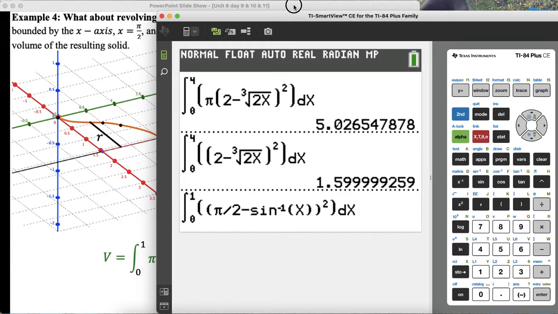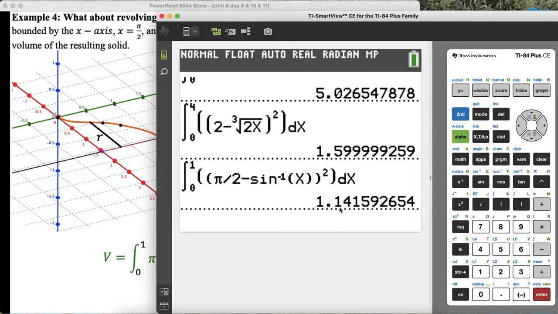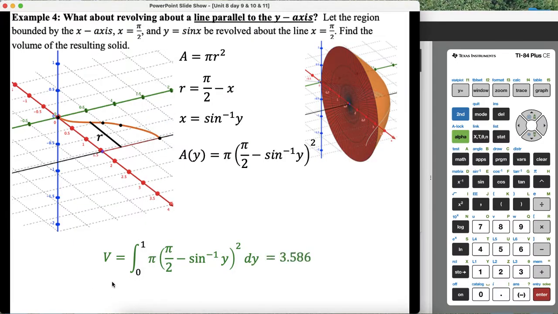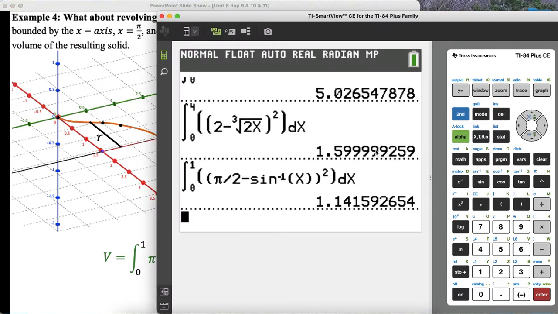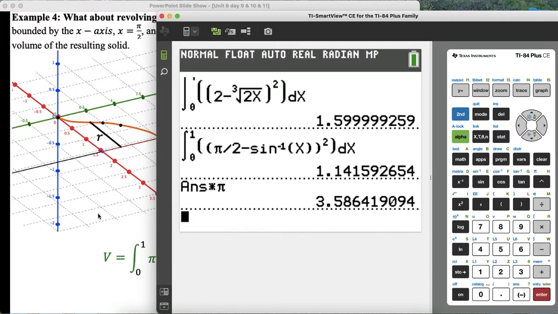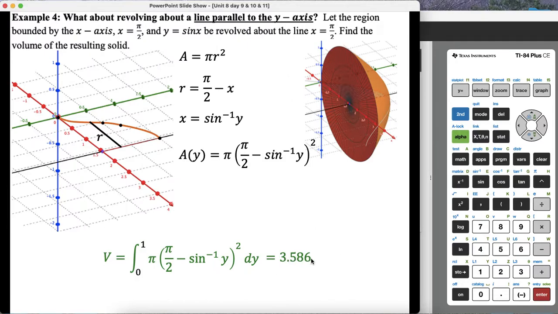Okay, and honestly, it's lacking the pi because I just forgot to put it in. I'm going to hit enter anyway. So it's 1.1416, let's call it, times pi. Okay, so let's see what answer I have here. If I take this and multiply it times pi, because I left the pi out of the integrand, it should have been out here in the front, then I get my 3.586 answer. So that's the volume of that solid.